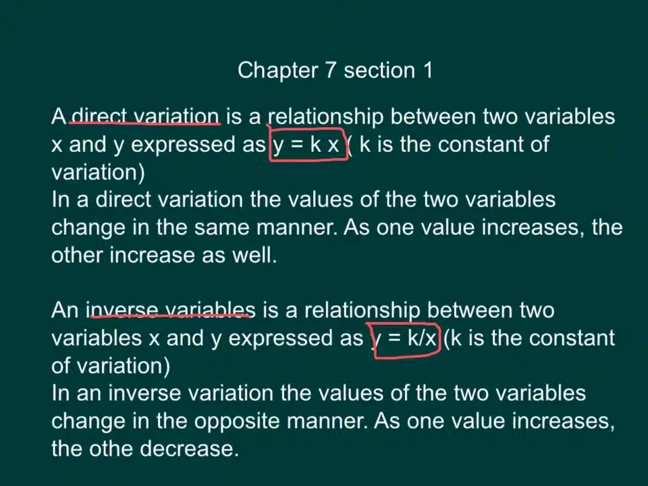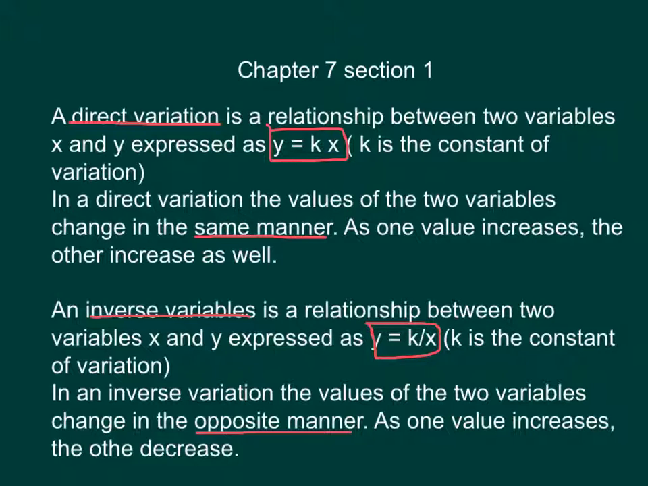Direct because the two variables behave in the same manner. As one increases, the other one increases as well, while in inverse variation they behave in an opposite manner. As one increases, the other one decreases.